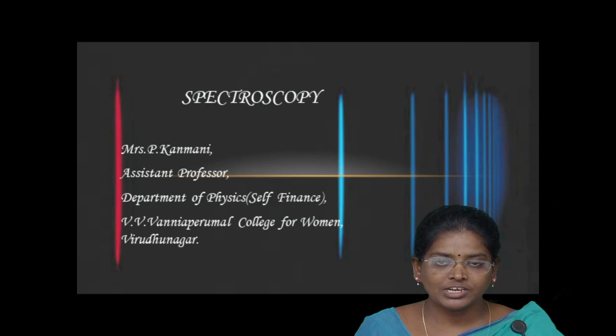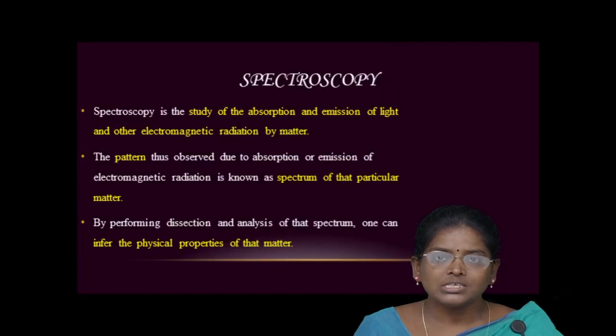In my previous lecture, we have learnt about electromagnetic radiation. With that understanding of electromagnetic radiation, now let's explore the significant branch of physics and chemistry, that is spectroscopy. Spectroscopy is the study of absorption and emission of light or any other electromagnetic radiation by matter. Let's note the point: light or any other electromagnetic radiation.